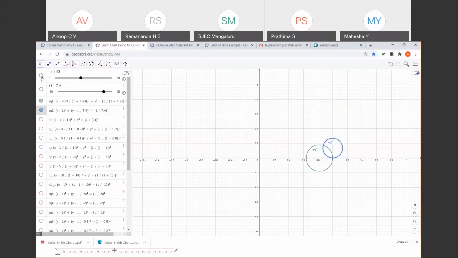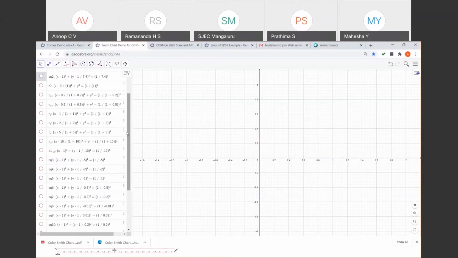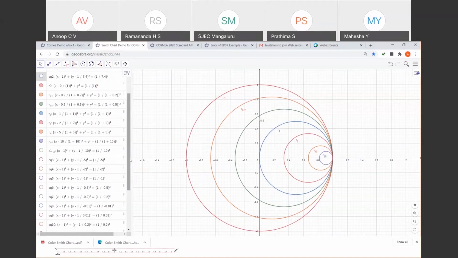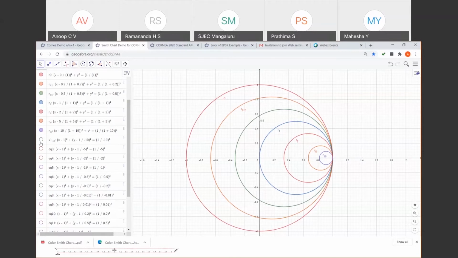And about the construction of the Smith chart, I have already typed in a set of equations. So when r equal to 0, this is the circle. When r equal to 0.2, this is a circle, right? So I have written them for different values of r. You can just imagine how difficult it would be to draw on the board neatly and accurately. But here it is very easy, right?